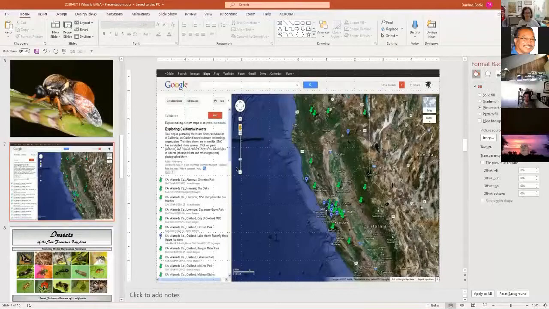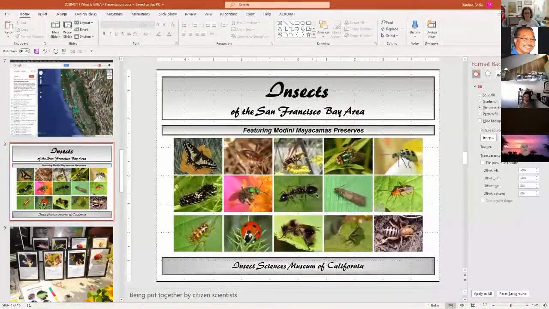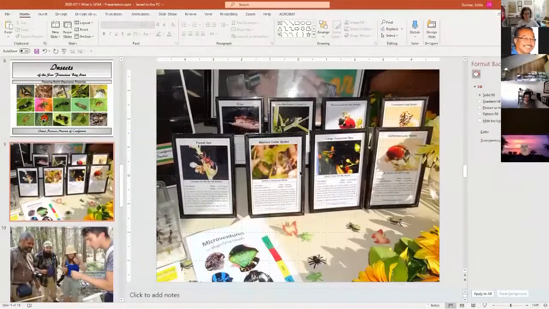So we've got locations all throughout California. We've even been down to the Mojave Desert. But most of our activity is centralized around the Bay Area. We've been writing field guides for each one of these sites. So this is an example of a field guide, a front cover, for the Modini Mayacamas Preserves in Marin County. So in addition to our field guides, we also have a virtual field guide, which we print the pages out into either 11 by 17 or 4 by 6 and have those at our events.